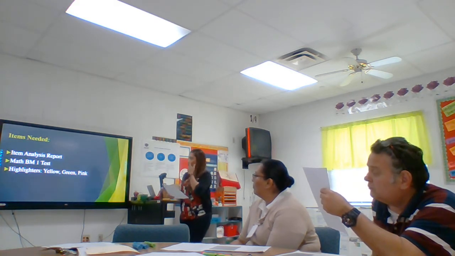So the items needed are going to be the item analysis report, which I'm going to go ahead and pass out right now. We're all going to follow the same model, that way we understand and then we can apply it towards our classrooms. These are some results for our third grade students. And then I'm going to give you the math benchmark one. I made a copy for all of us, that way we can discuss and analyze the questions. So go ahead and get one, pass it down. And highlighters: yellow, green, pink, which I have already got. Awesome, we have our highlighters ready to go. We're all set.